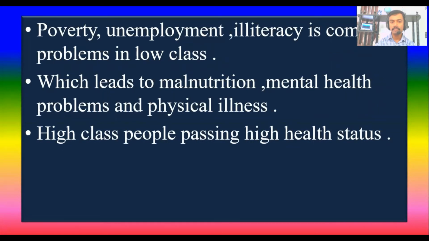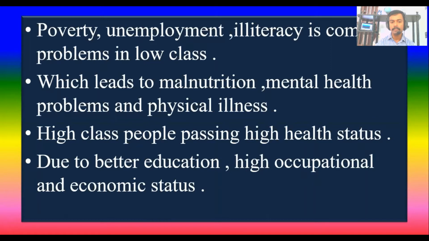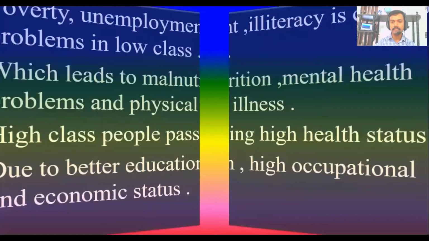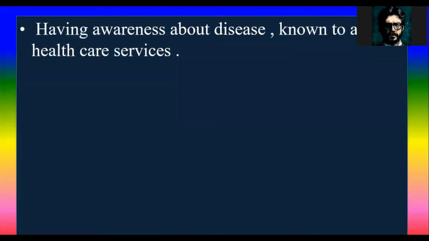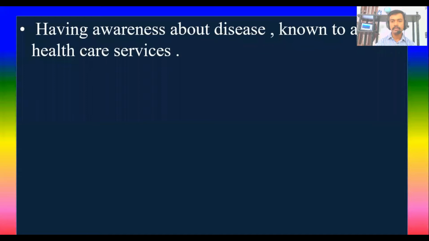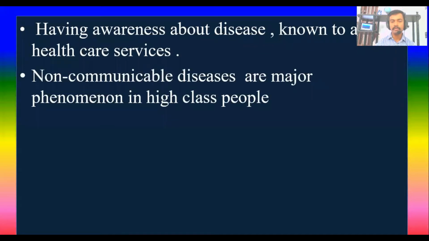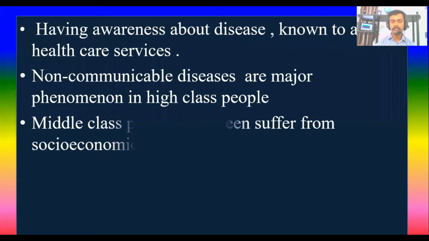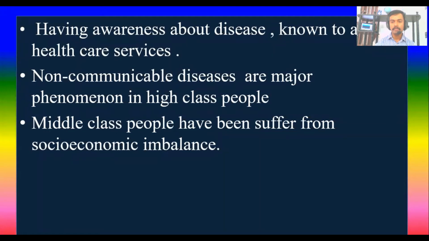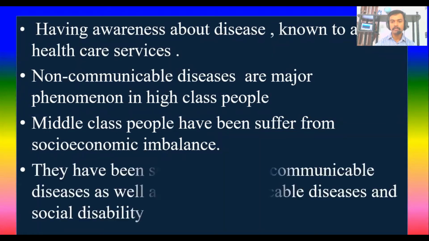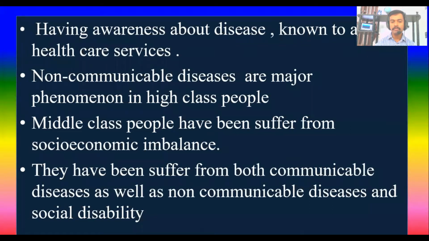High class people have high health status due to better education, high occupational status and economic status, and awareness. Mainly, the high class has awareness regarding healthcare services and easy access to them. Non-communicable disease is a major phenomenon in the high class. Middle class people suffer from socio-economic imbalance. They suffer from both communicable and non-communicable diseases and social disabilities.